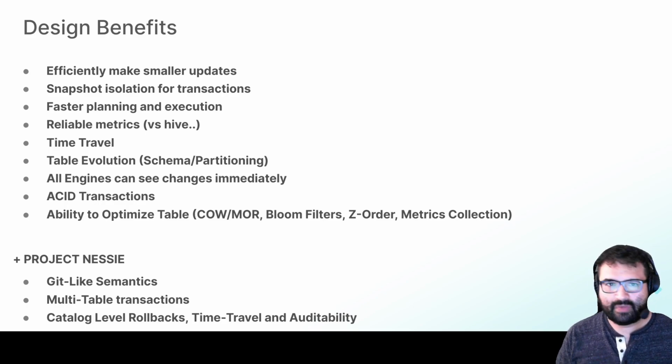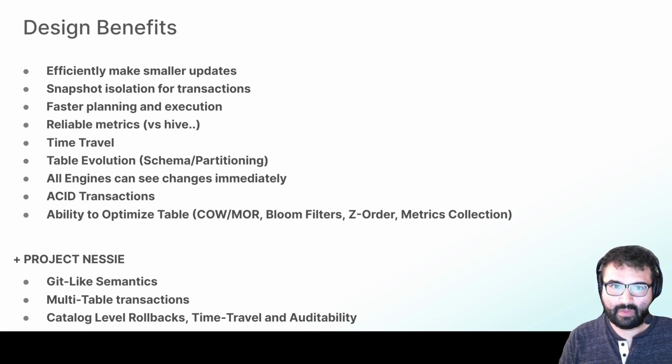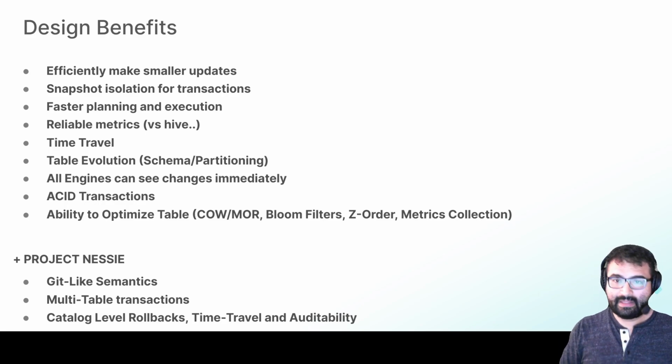And you have several different ways you can optimize a table. Basically, while you can always optimize it manually, Iceberg gives you tools for doing that. So they give you the ability to set up the way you update, the way you read and write tables, which we'll talk more about: copy on write versus merge on read. You can take advantage of Parquet, Bloom filters, Z ordering your data, metrics collection, etc.